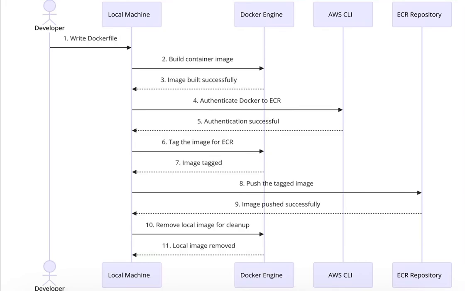The sequence diagram illustrates the process of creating a container image, pushing it to Amazon ECR, Elastic Container Registry, and cleaning up afterward. Here's a breakdown of each step.